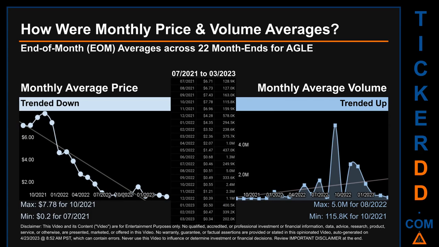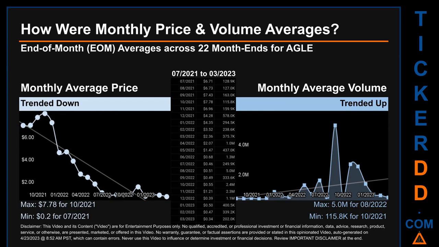How were price and volume averages for AGLE? Across 449 trading days, there were a total of 22 month ends, of which monthly averages for daily price and volume were calculated. Overall, monthly price average trended down while monthly volume average trended up.